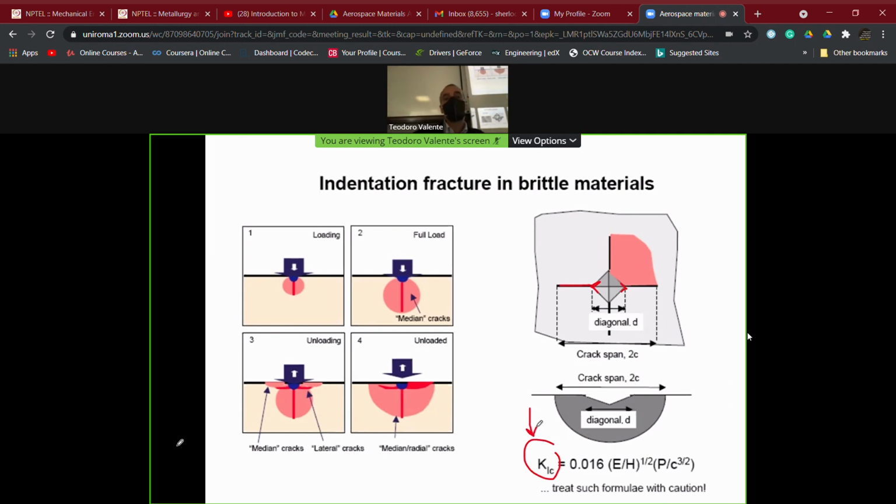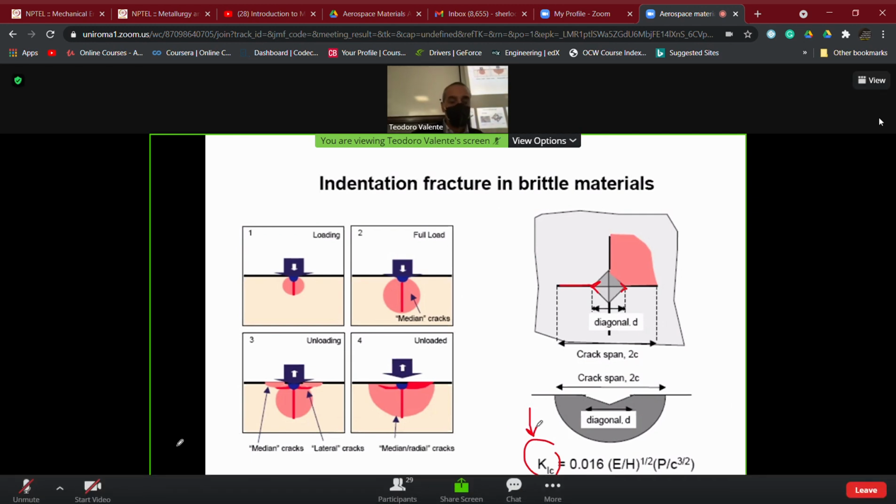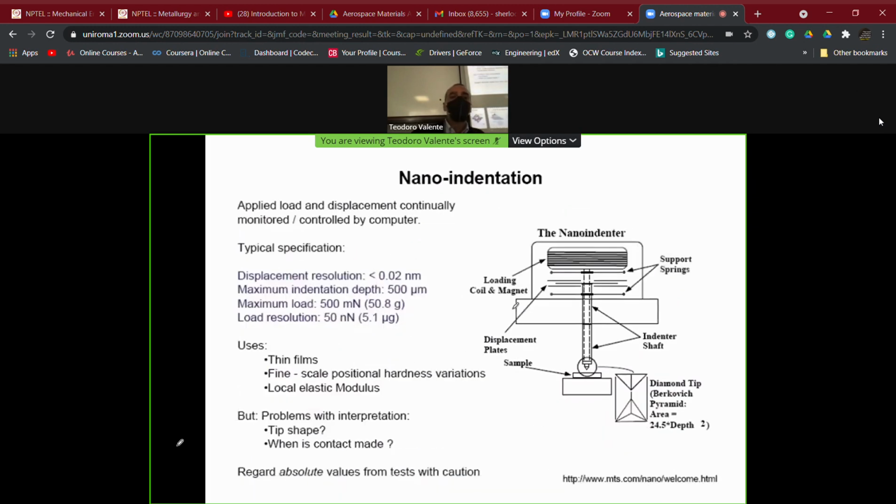So these techniques of hardness measurements, when properly executed, can give us indication about hardness, that's okay, indication about the yielding strength of the surface, indication about the fracture toughness of the surface, and they can, if properly carried out, also give us indication of the Young modulus of the surface. Why? To do this, we need to use nano indentation.